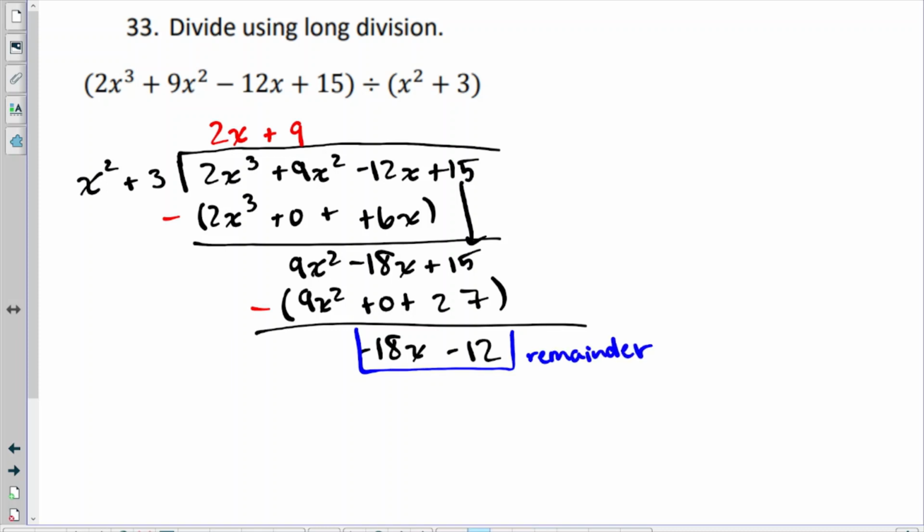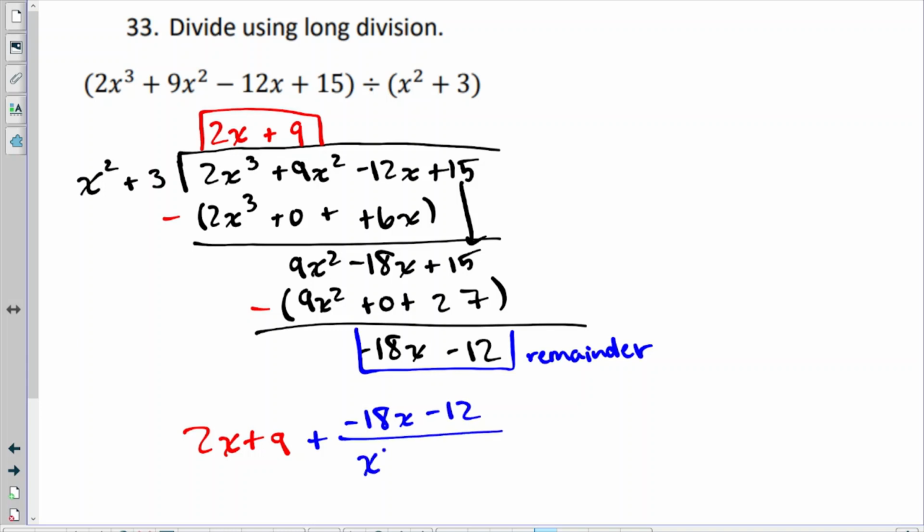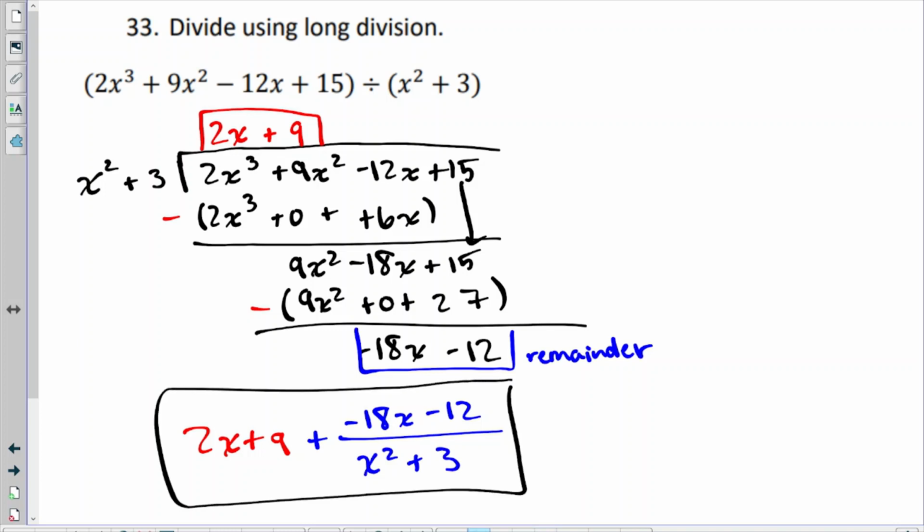And so in total, my equation, this whole thing, is really 2x plus 9 from what I found to multiply in, plus my remainder, which is this term, negative 18x minus 12 over what I was dividing by, x squared plus 3. Okay. So this is a weird one, actually. We have to skip some terms, but it all works out in the end. It just leaves us with a weird remainder. Okay.